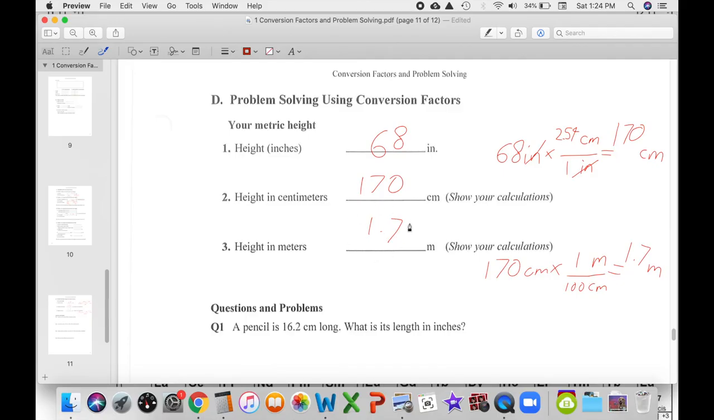Again, you're going to have to do this using your own height, not mine. So go from there.